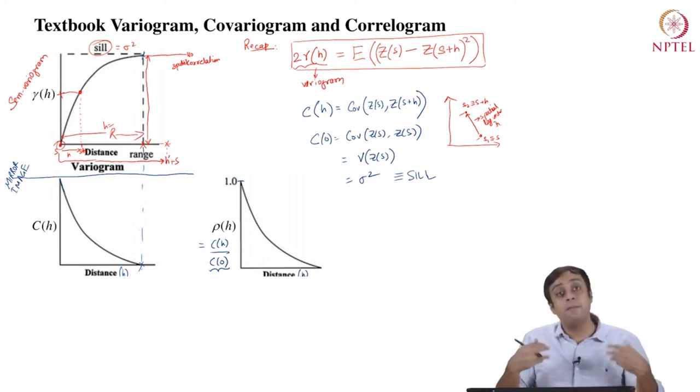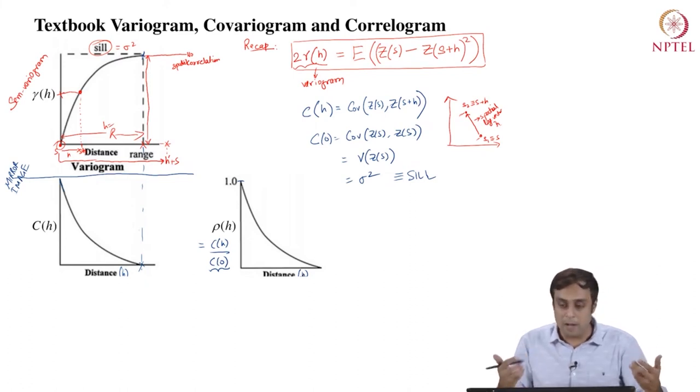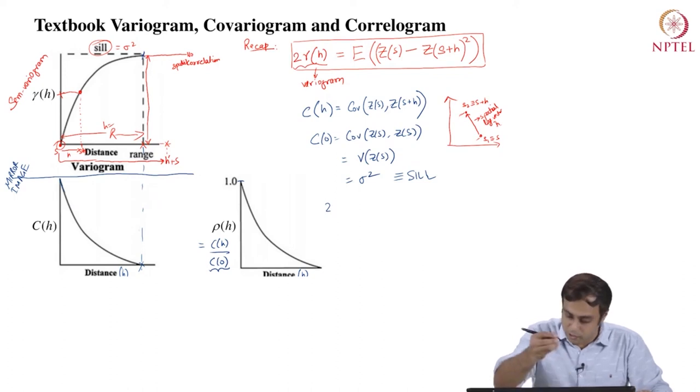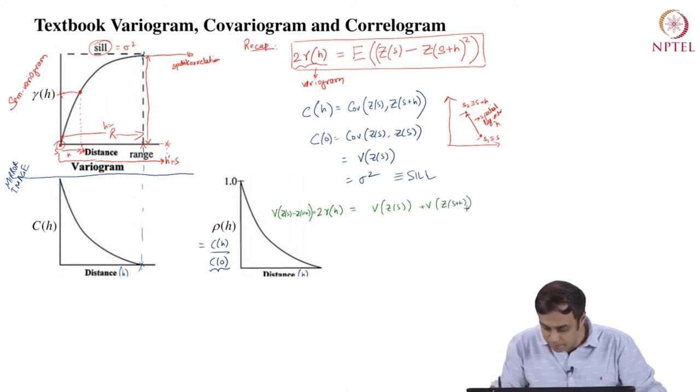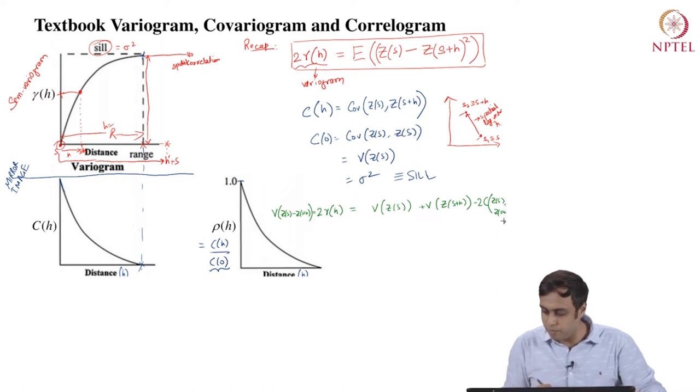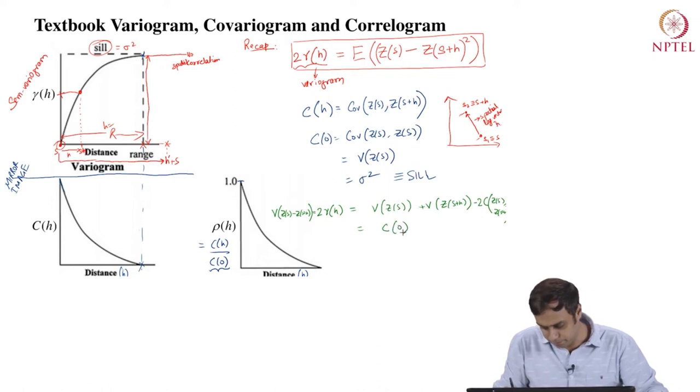Okay, if you want to get a mathematical relationship between C(h) and 2 gamma(h), what you're looking at is the following. Let me use a different ink so that it's clearer. So we have 2 gamma(h), which is nothing but the variance of Z(s) minus Z(s+h), which is equal to the variance of Z(s) plus the variance of Z(s+h) minus 2 covariance of Z(s) and Z(s+h). Now, by definition, variance of Z(s) is C0, look here, plus again C0 minus 2C(h). So what we have is that gamma(h) is just C0 minus C(h).